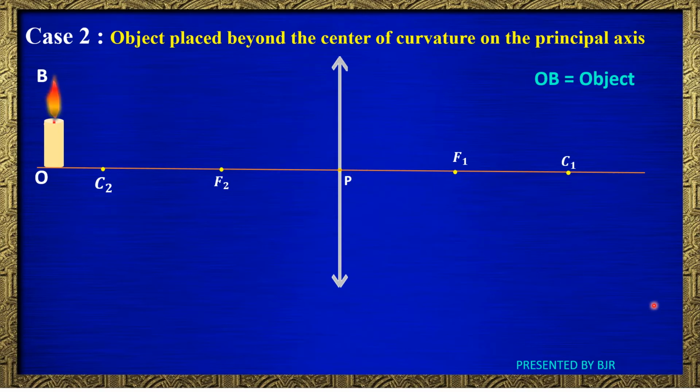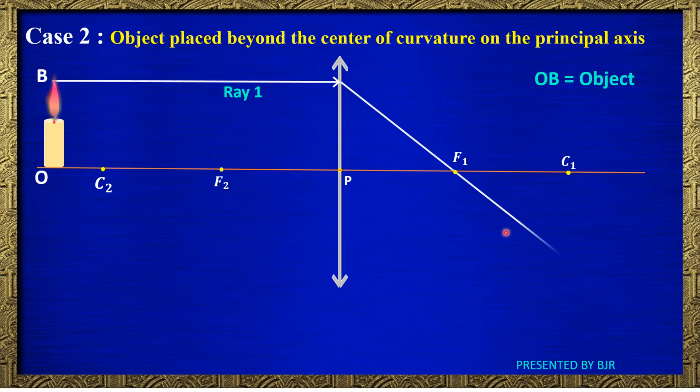Okay, now we have to trace these two refracted rays. Let us see here, I am drawing the first ray. This is ray 1, I am drawing from point B, and this ray is traveling parallel to the principal axis and falling on the lens here, and this will get refracted here, and the refracted ray will pass through the focal point on the other side of the lens. You see here, this is the first refracted ray.